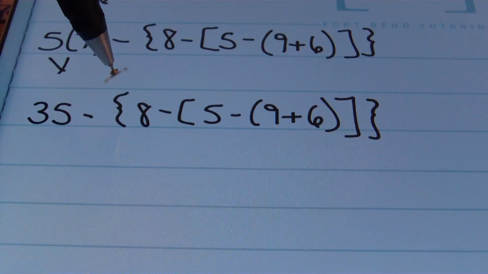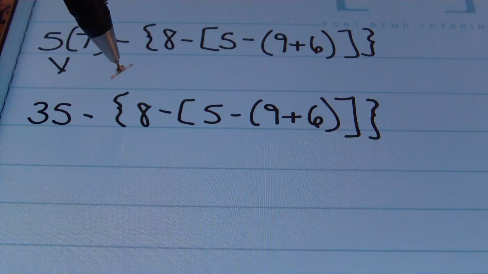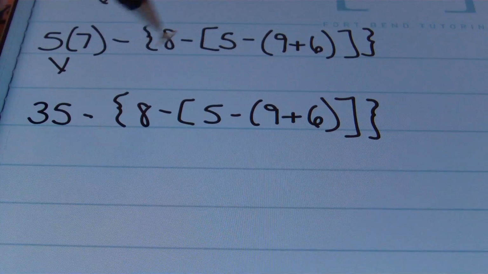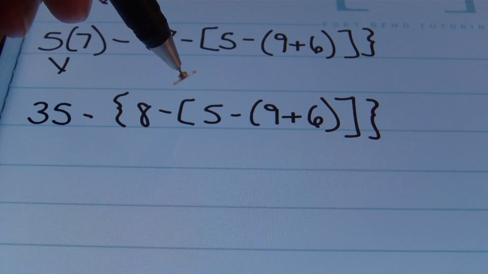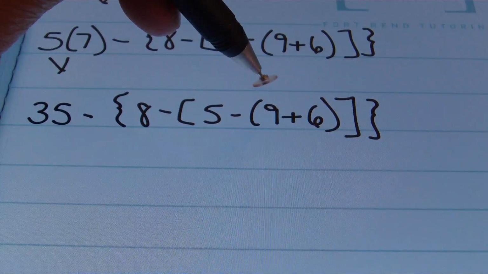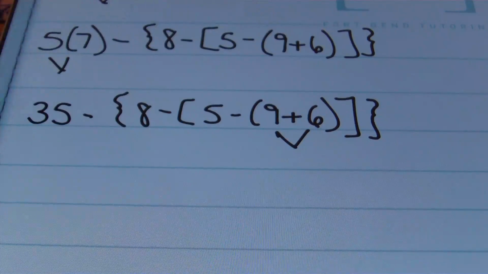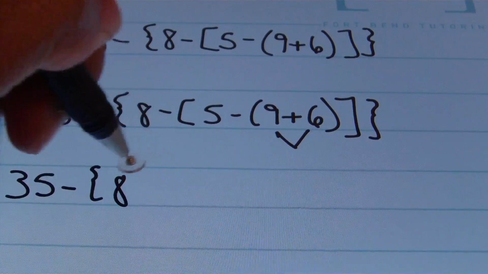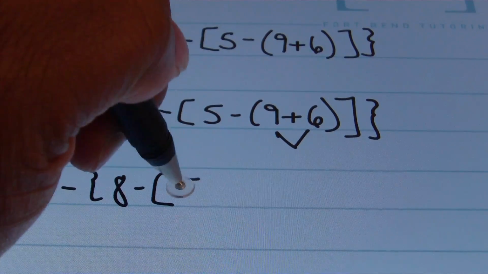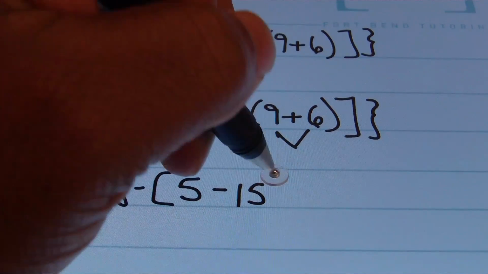So inside the braces, the order of operations starts over again, and you look for grouping symbols. You find brackets. Then the order of operations starts again. You look for grouping symbols. You find parentheses. So we're going to do the 9 plus 6. That's what comes next. So I have 35 minus, that's supposed to be a brace, this is a bracket, minus 15.